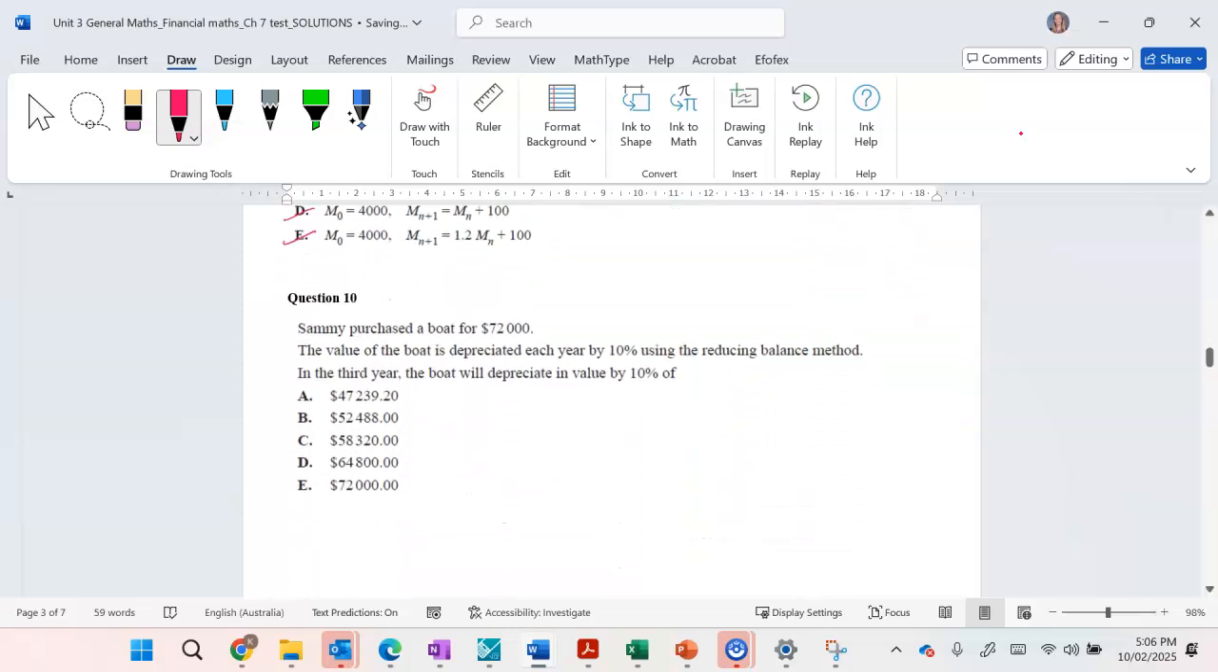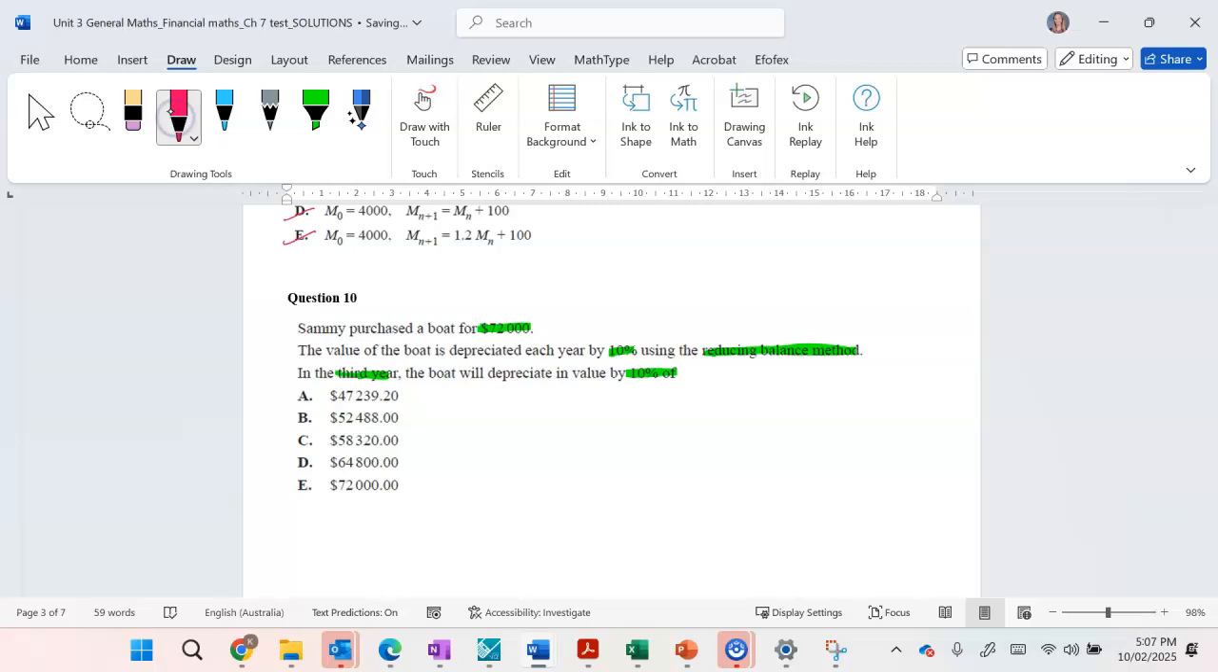All right, question 10. Sammy purchases a boat for, oh God, expensive boat, Sammy, $72,000. The value of the boat is depreciated each year by 10% using the reducing balance. So reducing balance is geometric decay. Just make sure you're aware of that, it's different to flat rate and unit cost depreciation. In the third year, the boat will depreciate in value by 10% of.